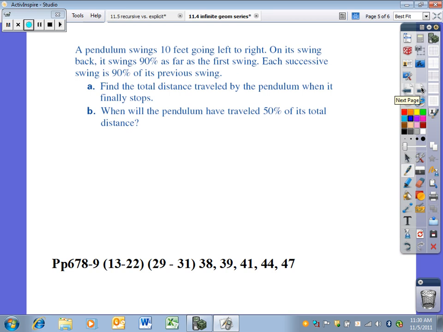And one last problem. A pendulum swings 10 feet going from left to right. On its swing back, it swings 90% as far as the first swing. On each successive swing, it is 90% of the previous swing. We are to find the total distance. So let's see what's happening. I'm starting with 10, and then my next time I go 90% as far, and then my next time I go 90% as far, and my next time, etc. So my ratio, every time I'm multiplying by 0.9.